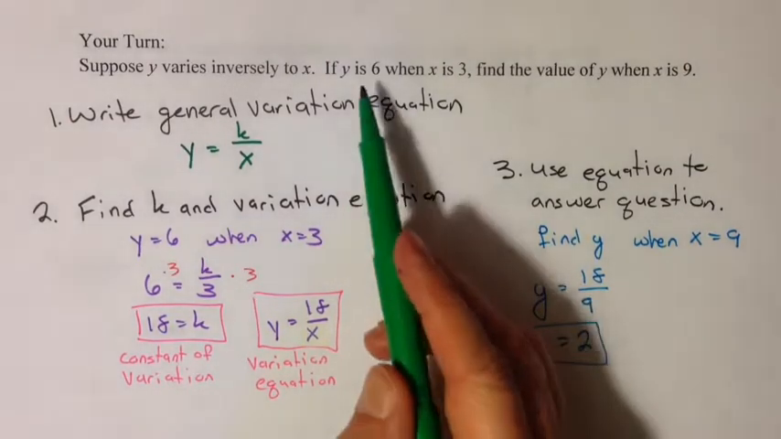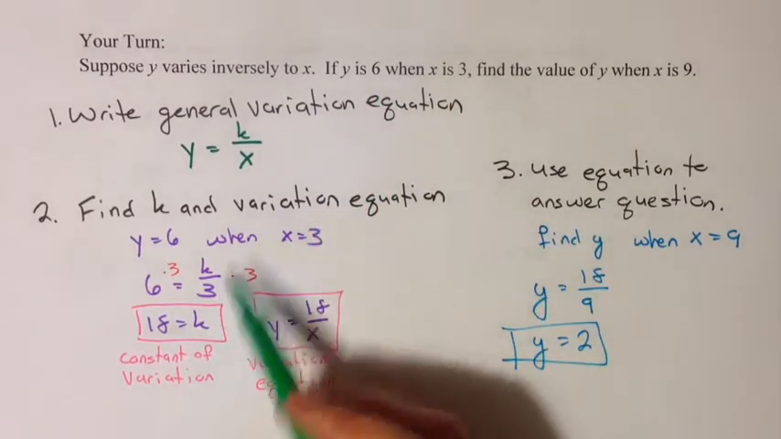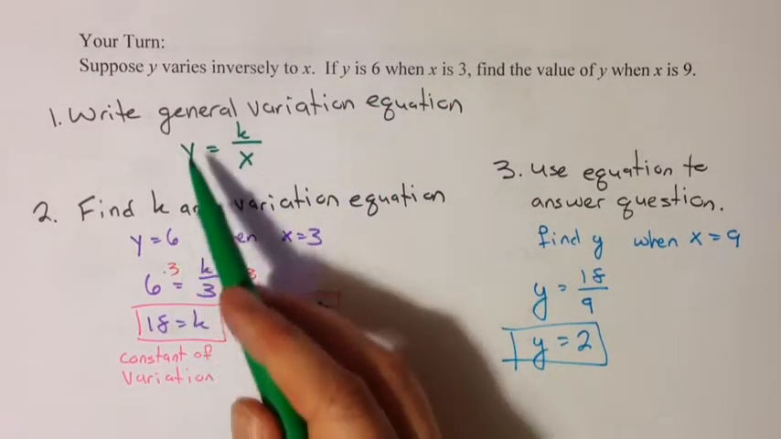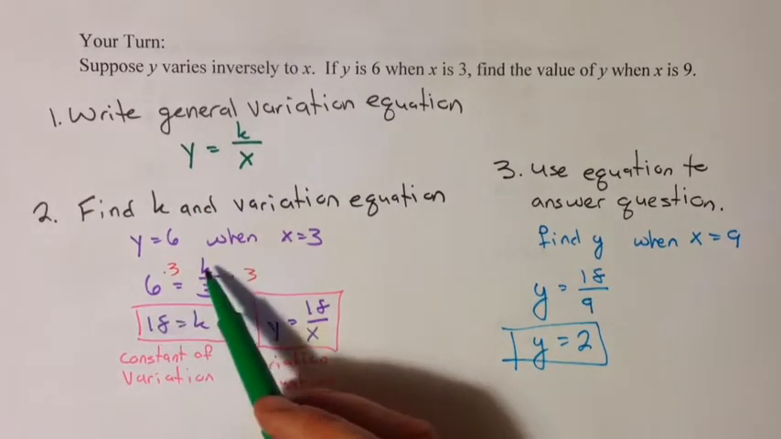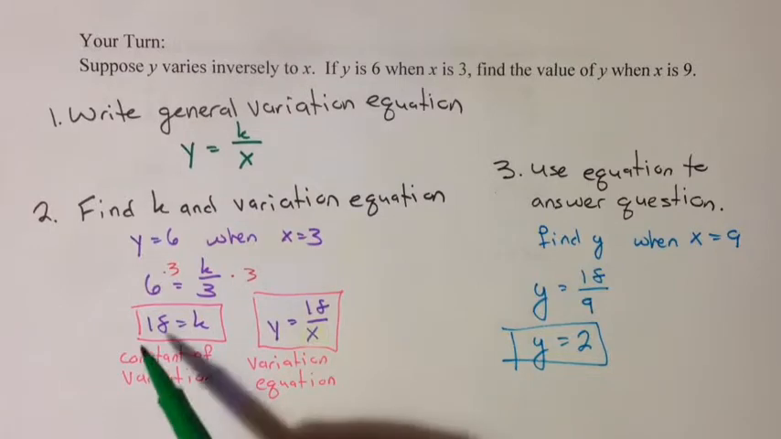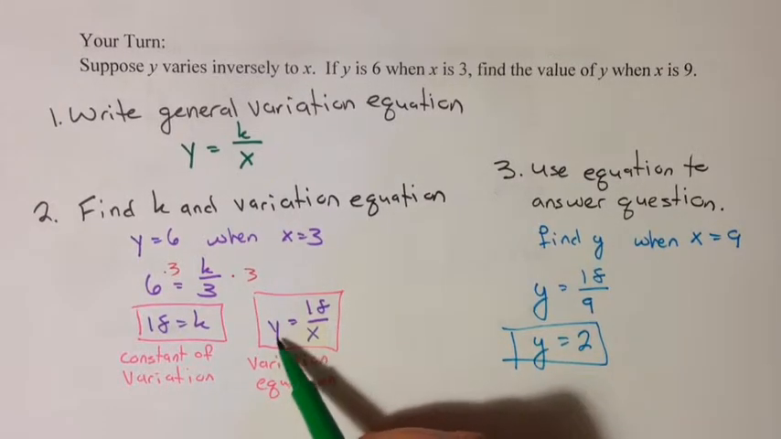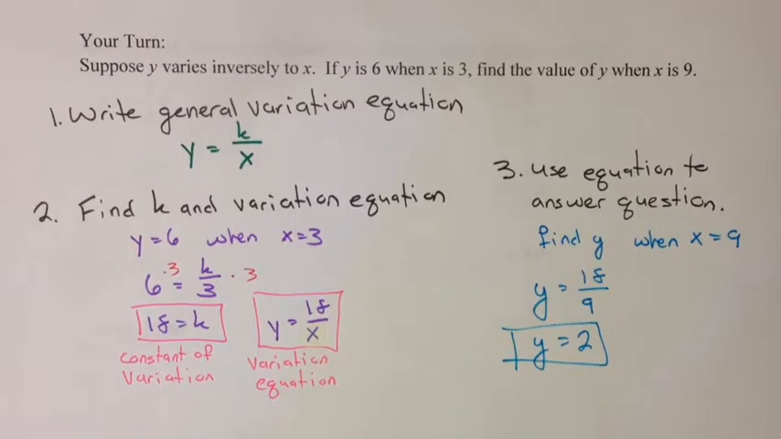We've been told that when y is 6, x is 3. So I'll plug in 3 for x and 6 for y to get 6 equals k over 3. I can multiply both sides by 3 to get 18 equals k. There's my constant of variation. To write down my variation equation, though, I want to put all that information together and write y equals 18 over x, now that I actually know what k is.